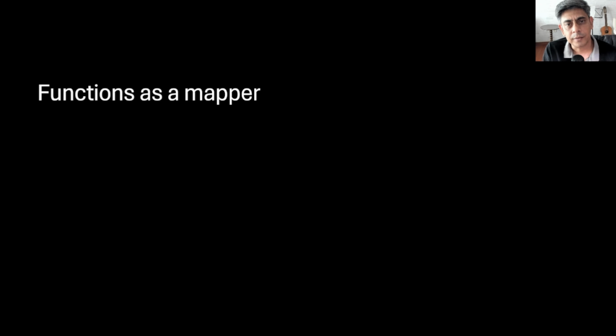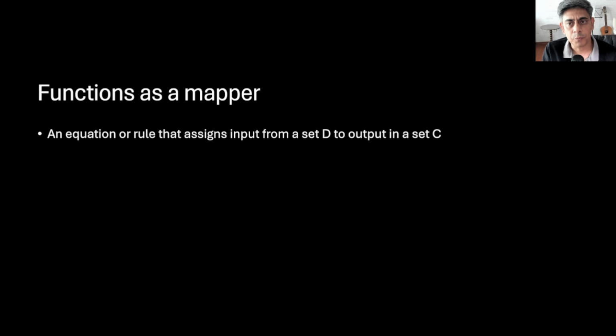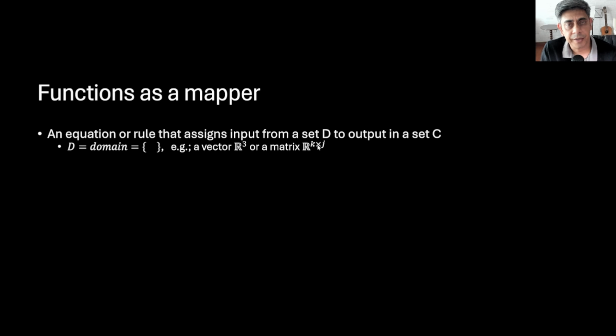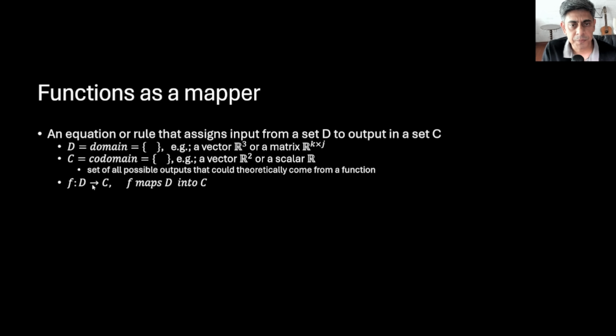In order to do that, let's understand the mathematical definition of a function. An equation or a rule that assigns input from a set D to output in a set C. That is what is called the function. It's a mapper, right? And D is called the domain, which could be, for example, a 3D vector, or it could be a matrix of k cross j dimension. Then that gets mapped into a codomain, which could be something else. For example, this 3 dimension could be reduced to 2, or the matrix can be reduced to a scalar number. Your function maps the domain into its codomain.